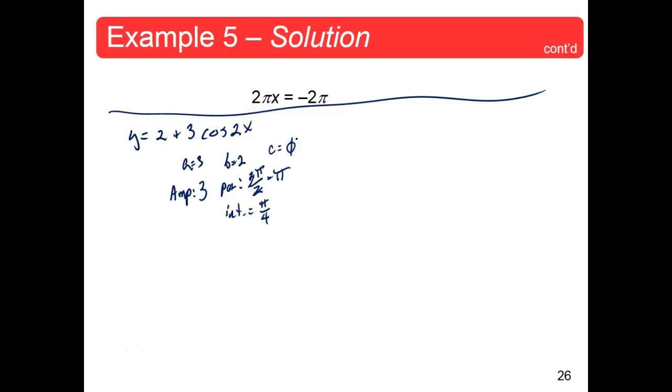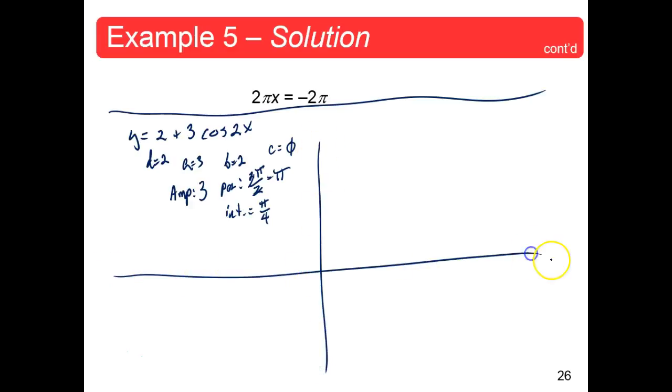Zero. There is no horizontal phase shift. Okay? And then finally, D is your vertical phase shift. 2. Going to shift you up by 2. So, I think we're able to get started here.